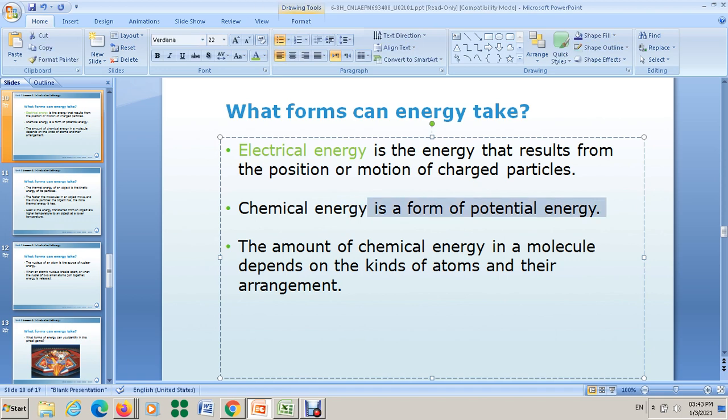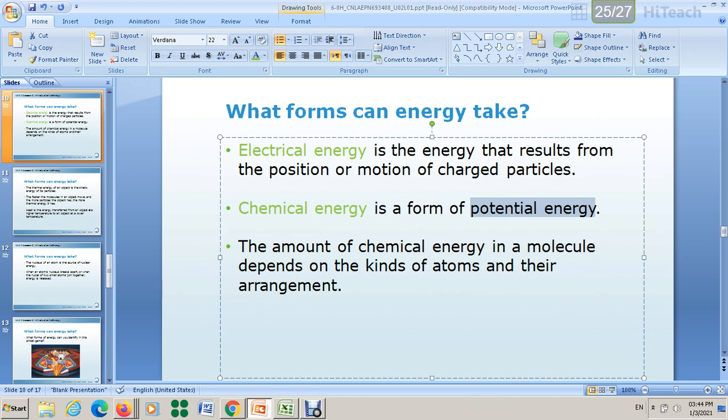Now we want to talk about other forms of energy, which is what? Chemical energy. We already talked about chemical energy before. We said it's a form of potential energy, okay? And we have mentioned the amount of chemical energy in a molecule depends on the kind of atoms and their arrangement. What does that mean?